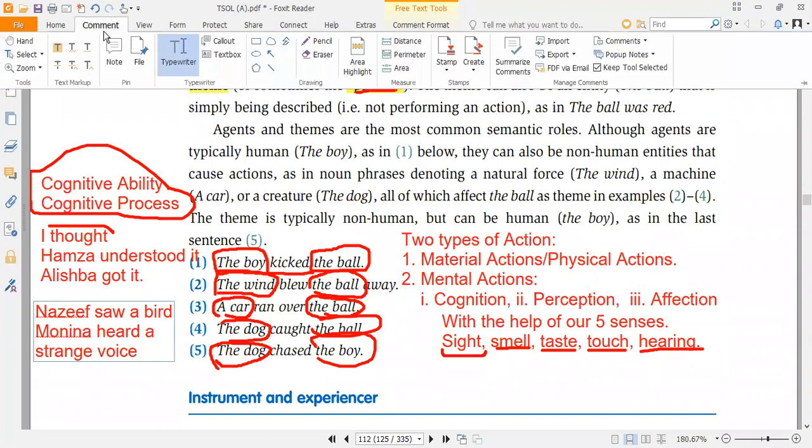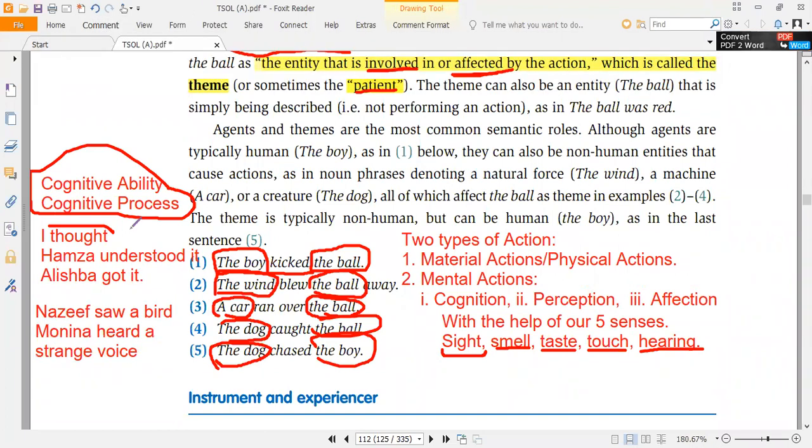Now, if we look at these two examples, I'm coming to these examples later on to prove that they are experiencer. Nazif saw a bird. When someone sees something, that person makes use of the sense of sight, eyes. It means the person perceived a bird, right? Momina heard a strange voice. Momina perceived some voice using her sense of hearing. Got it?